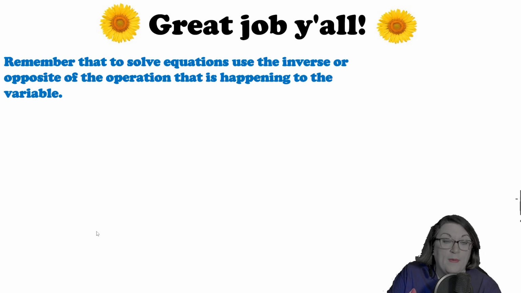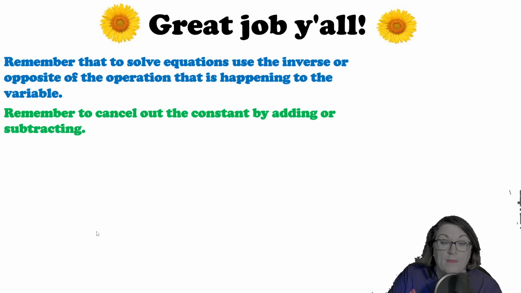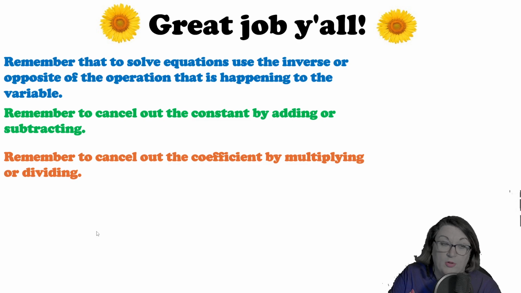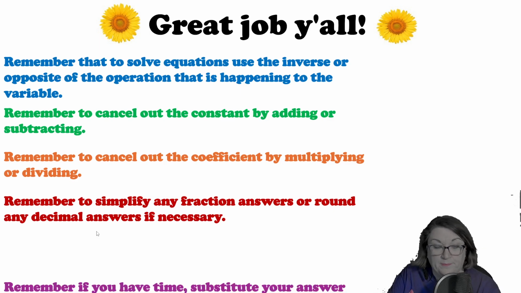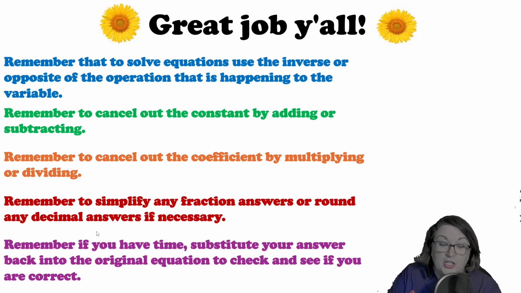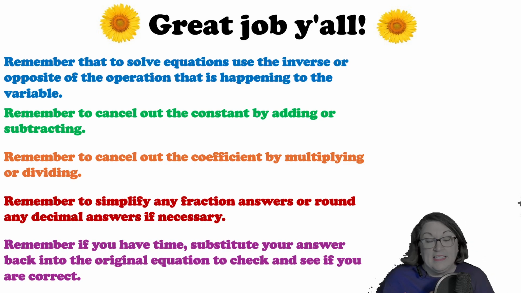So great job, y'all. Remember that to solve equations, we use the inverse or opposite of the operation that is happening to the variable. Remember to cancel out the constant by adding or subtracting. Remember to cancel out the coefficient by multiplying or dividing. And remember to simplify any fraction answers or round any decimal answers if necessary. That did not come up in this video, but it might come up in some of the equations you might solve in the future. Like for instance, if your answer is 2/4, you might want to reduce that down to 1/2. And remember, if you have time, substitute your answer back into the original equation to check and see if you are correct. So that's basically it for one-step equations.